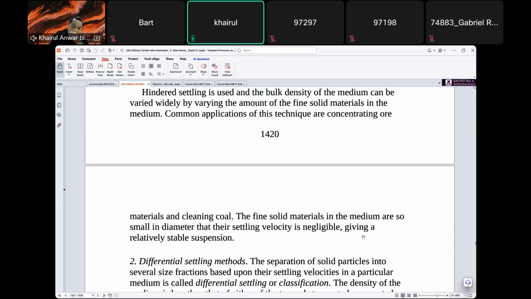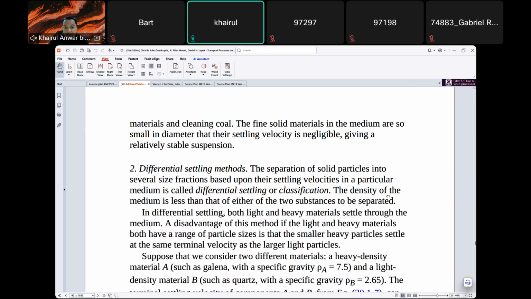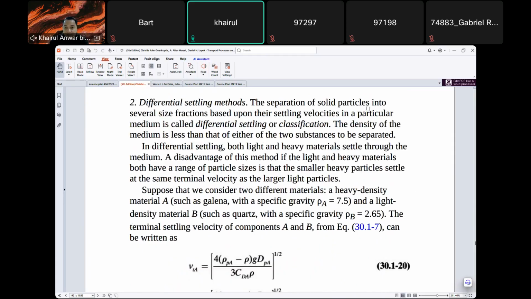Another method is the differential settling method. The separation of solid particles into several size fractions based upon the settling velocity in a particular medium is called differential settling or classification. The density of the medium is less than that of either of the two substances to be separated. In differential settling, both light and heavy materials settle through the medium. Later I will put in the slide.